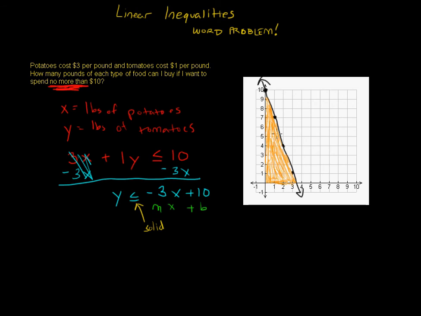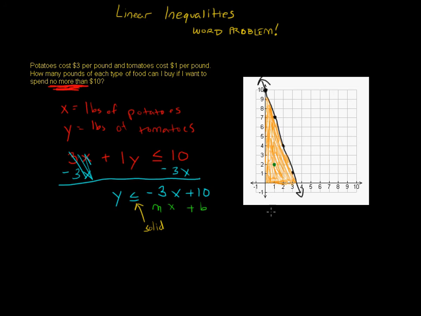So let's talk about what that means. What does all this stuff mean? Well, the shaded region represents all of the solutions you can pick, all the possible combinations of potatoes and tomatoes you can buy, and we're going to assume that we can buy fractional amounts of tomatoes and potatoes. So I can buy like 2 1/4 pounds of potatoes. And this represents all of those. So if I pick any point inside of that region, when I plug it in, it should be less than $10 because it's underneath the line. So let's check it out.